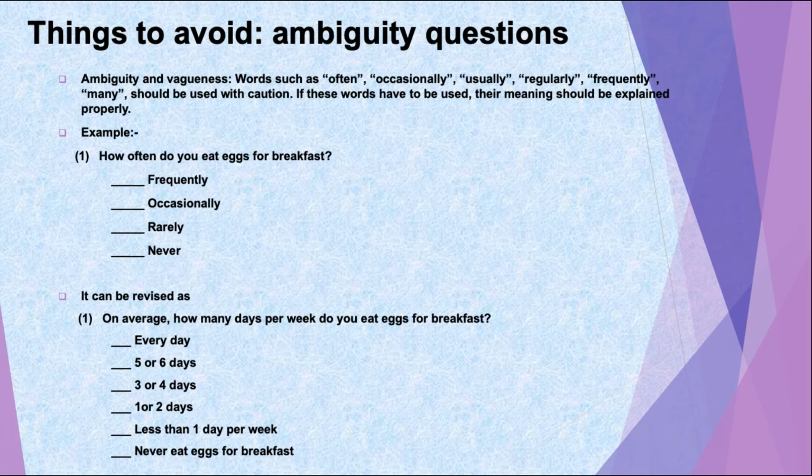So they eat the same one egg per week, but they give you different answers because they have different perceptions of that. So instead of asking that question, it is better to ask this question: on average, how many days per week do you eat eggs for breakfast? Every day, 5 to 6, or something like that.